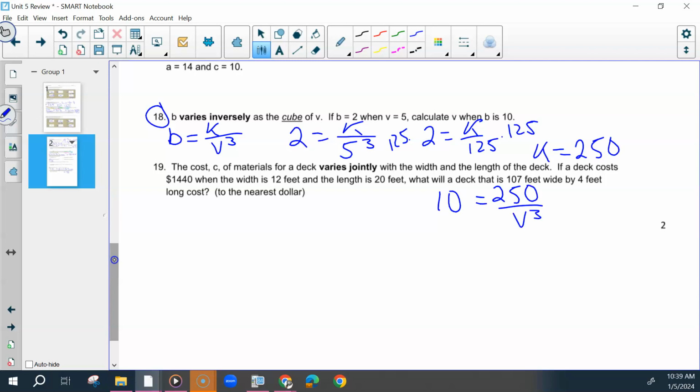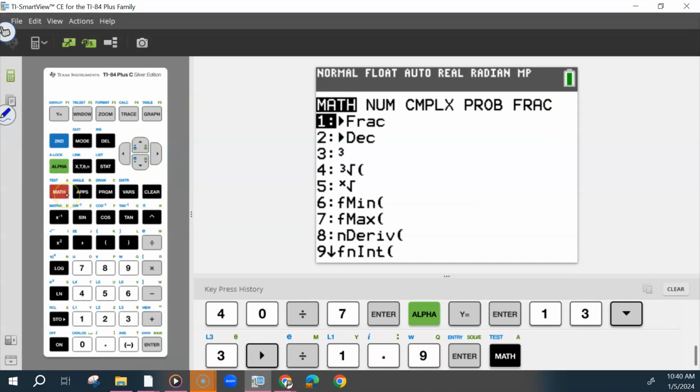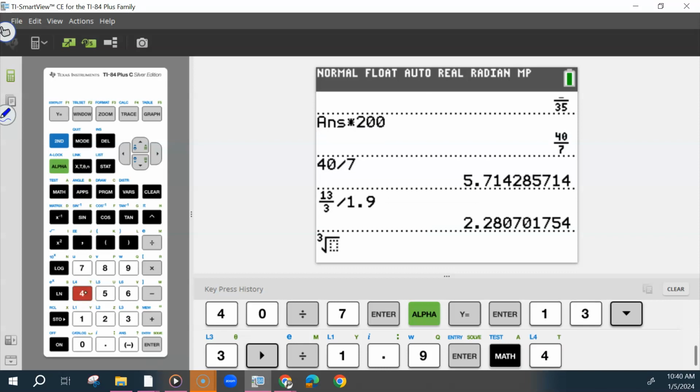Multiply both sides by v cubed. 10v cubed equals 250. Divide both sides by 10. And then in your calculator, if you go into math, there is a cube root, number 4. And you can type in the cube root of 25. And you would write that as your answer, 2.92.